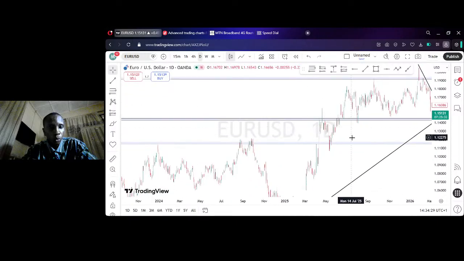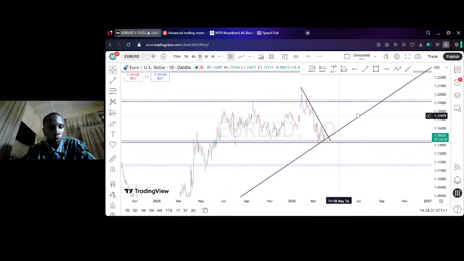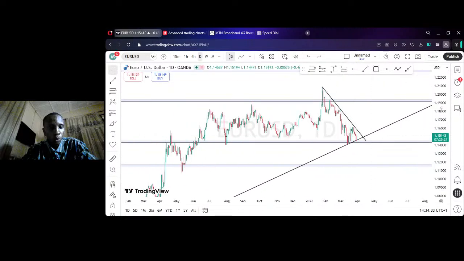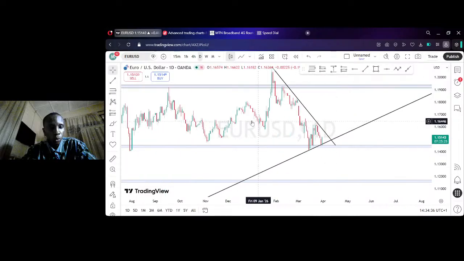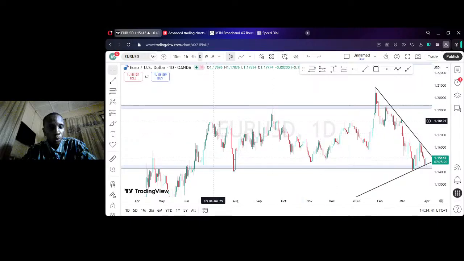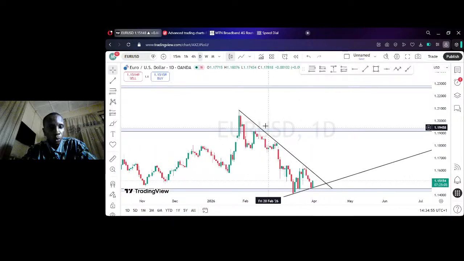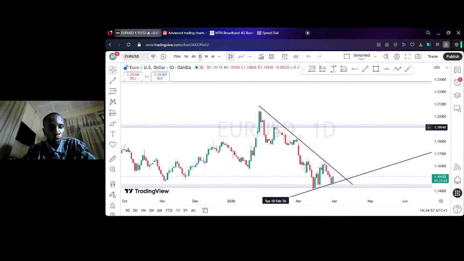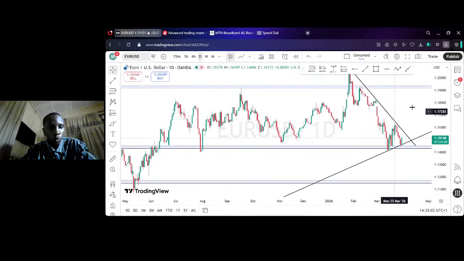Now price came around again to attempt this level of resistance right here. We have the first attempt, price pushed back down. It came again to the second attempt, it still pushed back down, and upon the third attempt, price descended to the downside right here.